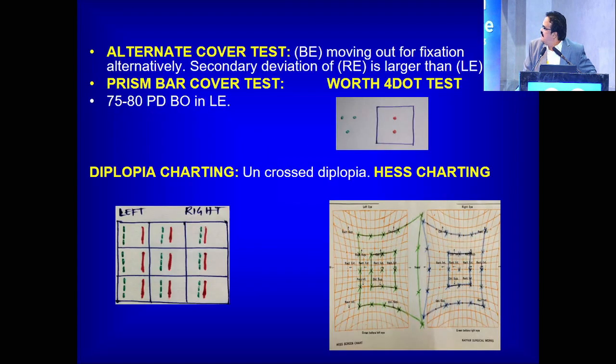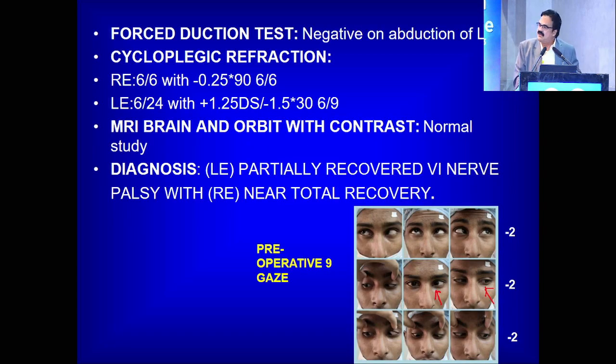And here is my second case. This gentleman had bilateral sixth nerve palsy 10 years back. And later on, 2 years back, again he developed bilateral sixth nerve palsy, and there was a total recovery of the right eye, but in the left eye there was partial recovery. And the peculiarity of this case is that there is a partial recovery with a huge deviation, almost close to 75 prism diopters, and the limitation of movement is minus 2, in levoversion, levo elevation and levo depression.